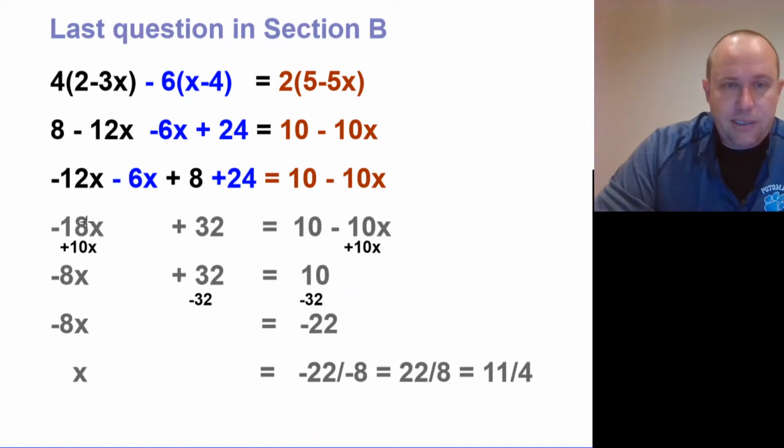-12 take away 6, -18. 8 add 24, 32. Notice I'm not doing the opposite of -6x, because I'm not moving it to the other side of the equation. I'm just combining with a term that's already on the same side.